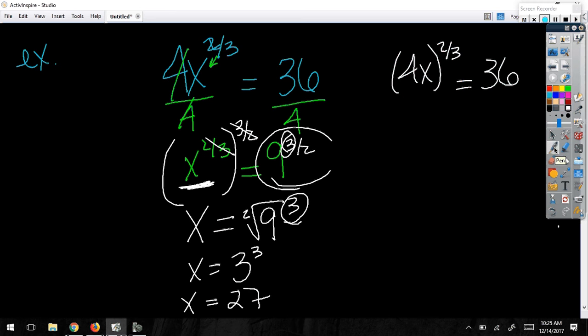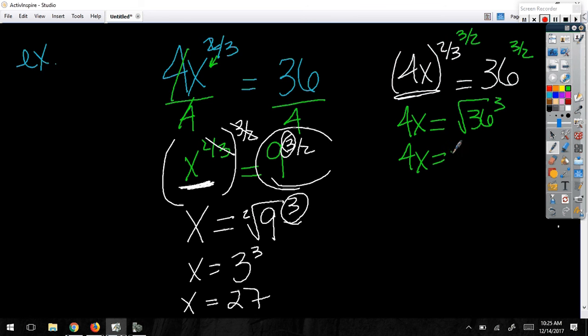I would say, okay, my radical piece is already isolated, so to solve it, I can go ahead and raise to the reciprocal. So your x will equal 9 then. So I would get, I haven't solved it yet, the square root of 36 to the third. The square root of 36 is 6. What's 6 to the third? 216. 36 times 6.